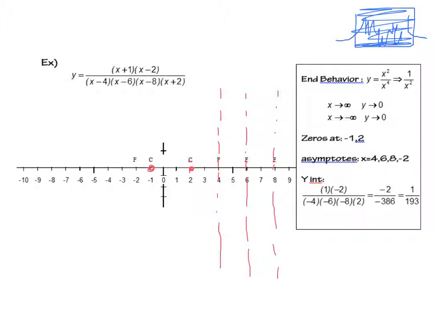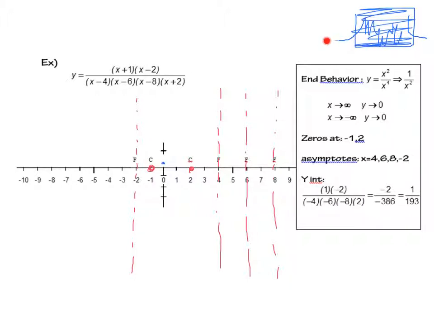Not very pretty asymptotes, are they? Okay, and then my y-intercept, if I plug 0 in for all of those x's, here's what I would end up with. It simplifies to 1 over 193. That's a tiny, tiny number, but it is positive, so I have to make sure that at x equals 0, I'm above the origin. All right, let's graph this thing.